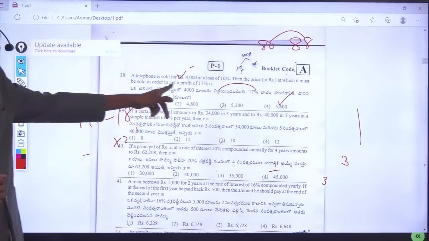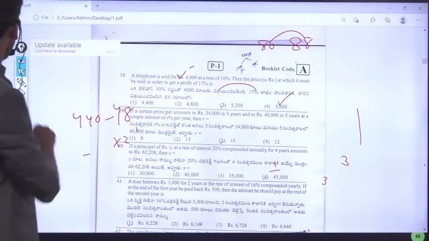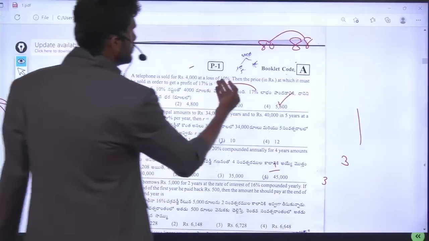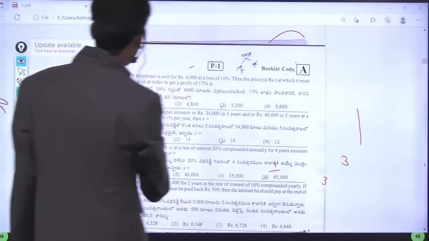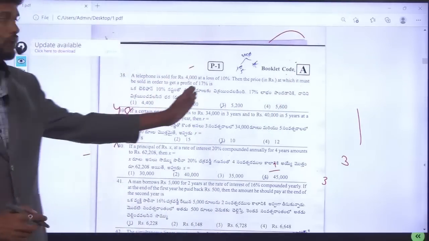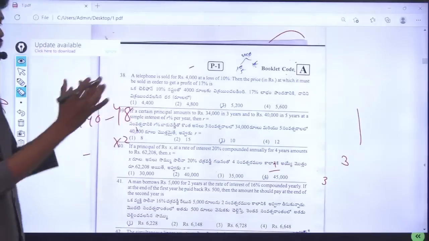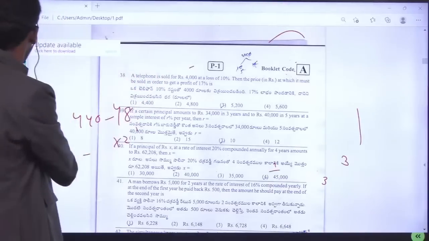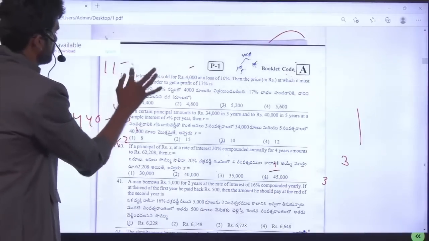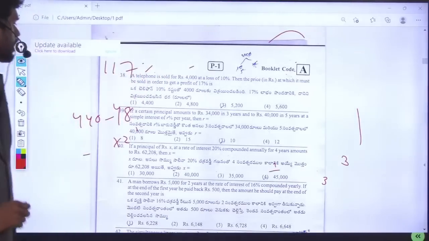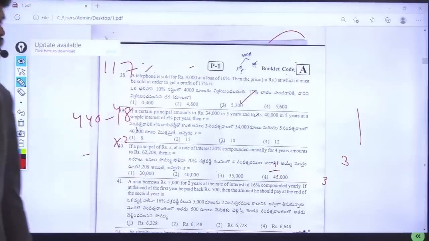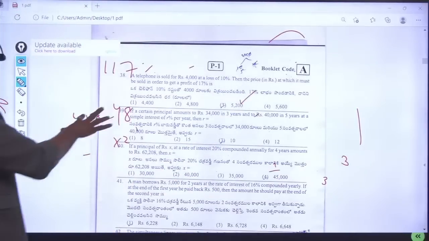Next, 38. Look, a telephone is sold for 4,000 rupees at a loss of 10%. Then the price at which it must be sold in order to get a profit of 17% is asked. If the cost price is 100, we can sell it at 17% profit, that is 117%. Since 117 is a multiple of 13, the options must also have a multiple of 13. So option 3 is correct. 5200 is the answer.